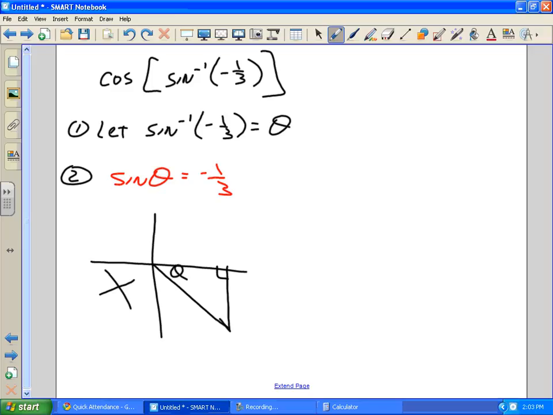Theta is always the angle between the x-axis and the hypotenuse. What is the ratio of the sine?